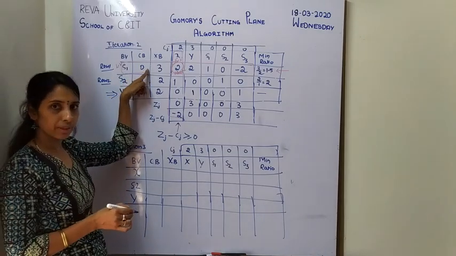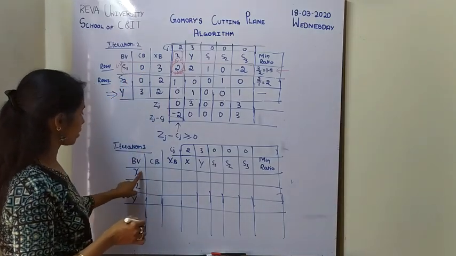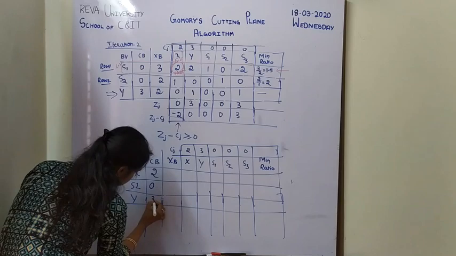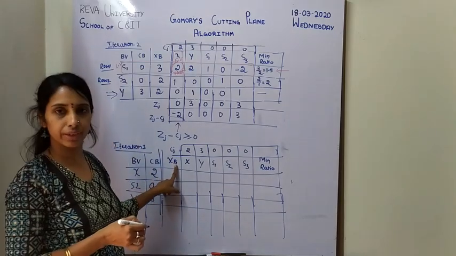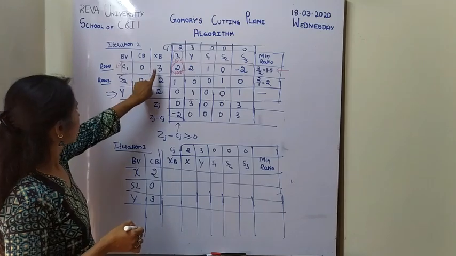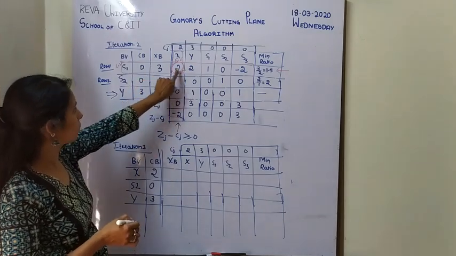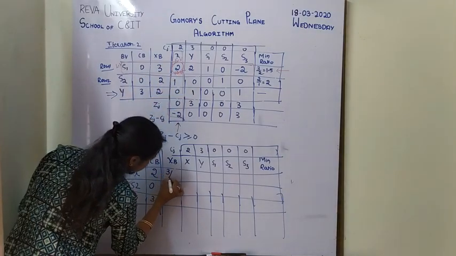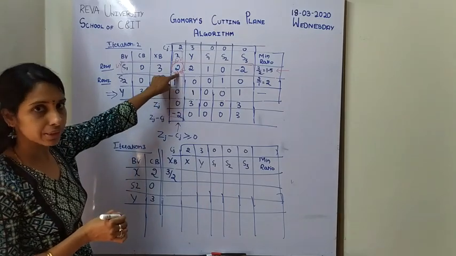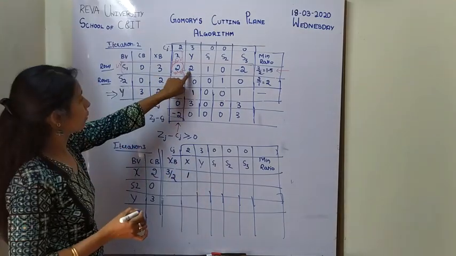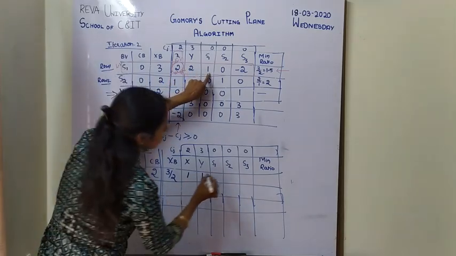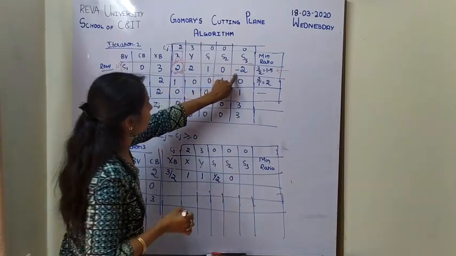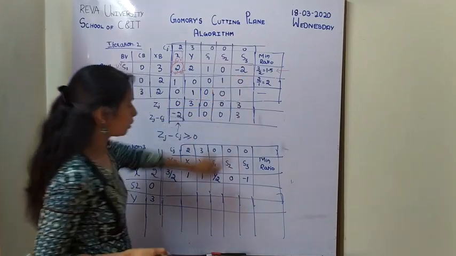So how will you find out the values for this? I'll first write the coefficients. X coefficient is 2, S2 is 0, Y coefficient is 3. Now you have to fill this first row. So whatever the old value divided by the pivot. Old value is 3, pivot value is 2. So 3 divided by 2. 2 divided by 2 is 1. Then 2 divided by 2 is 1. 1 divided by 2 is 1 by 2. 0 divided by 2 is 0. Minus 2 divided by 2 is minus 1.